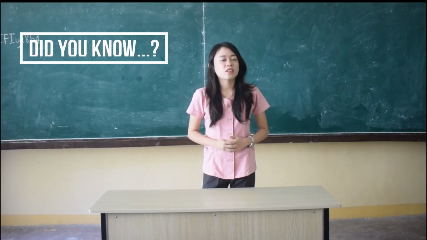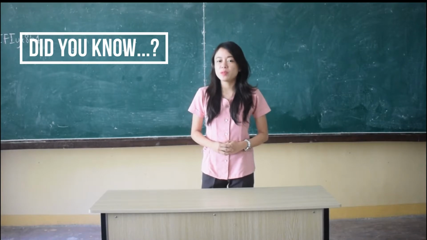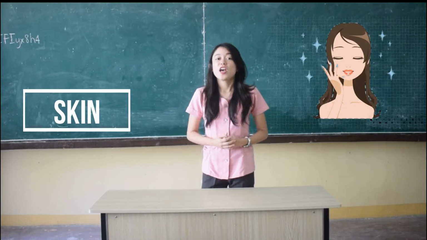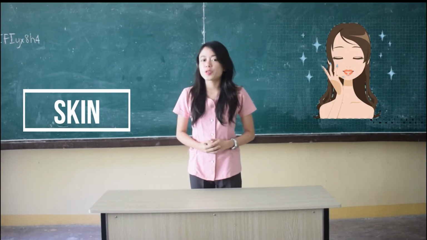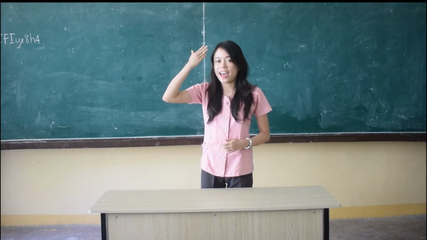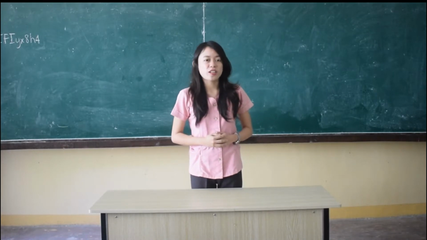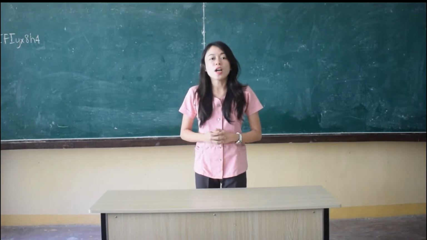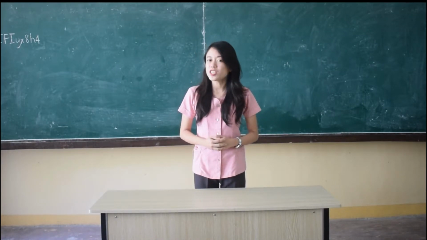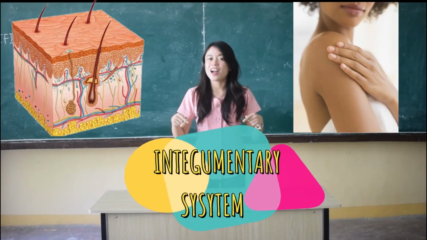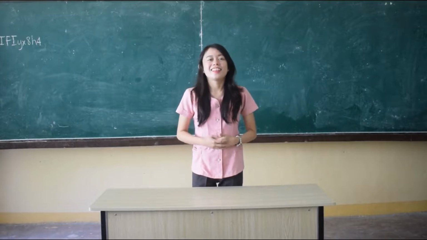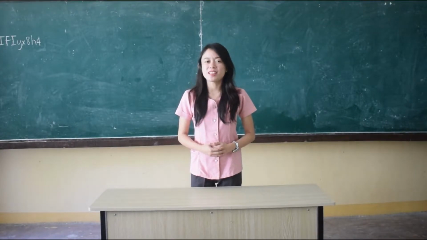Did you know that the largest organ of the human body is the skin? This organ covers our body from our head down to our feet. And this organ also belongs to one of the organ systems which is called the Integumentary System. So kids, let us discover how amazing our integumentary system is.